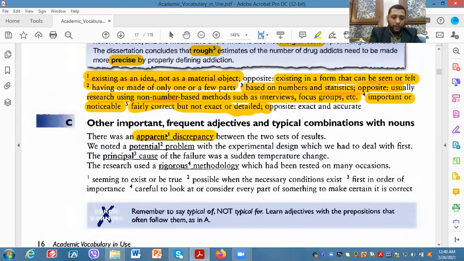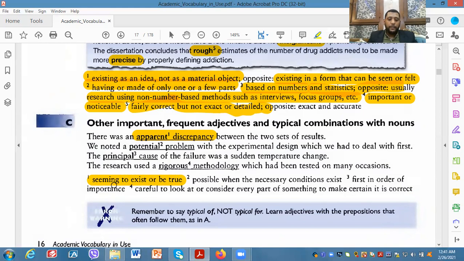An apparent, look at number 1 here. So it means what? Seeming to exist or be true. Okay, so this is apparent, the adjective apparent: seeming to exist or be true. Okay, and there was an apparent discrepancy between the two sets of results.